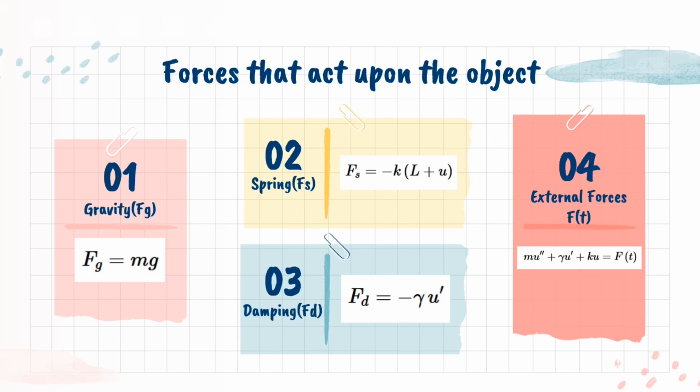The third is damping, or FD. The damping force will always act to counter the current motion of the object and so will act to damp out any motion in the object. The last one is the external force, or FT. Other forces besides the ones before are included here.